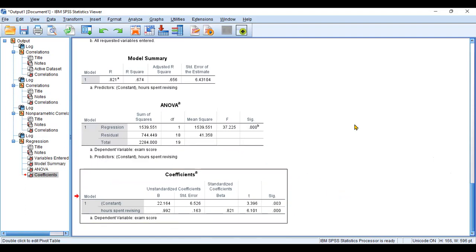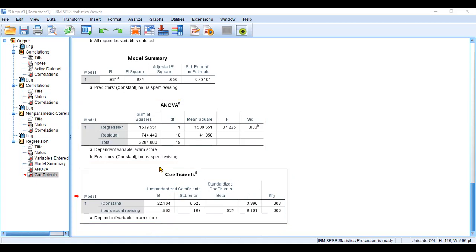So here we see that our F is 37.225, which is large, and the probability is 0.00, less than 0.05. And so we can conclude that what? We have a reliable model. And so if we're interpreting the coefficients here, they will give us valid results, especially if we have evaluated the other assumptions.